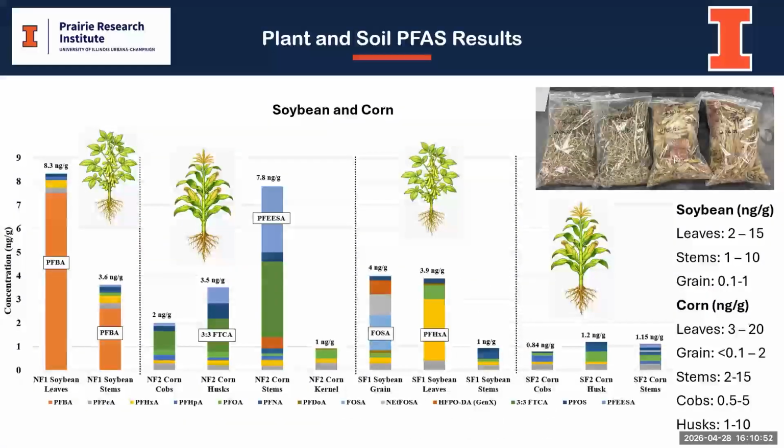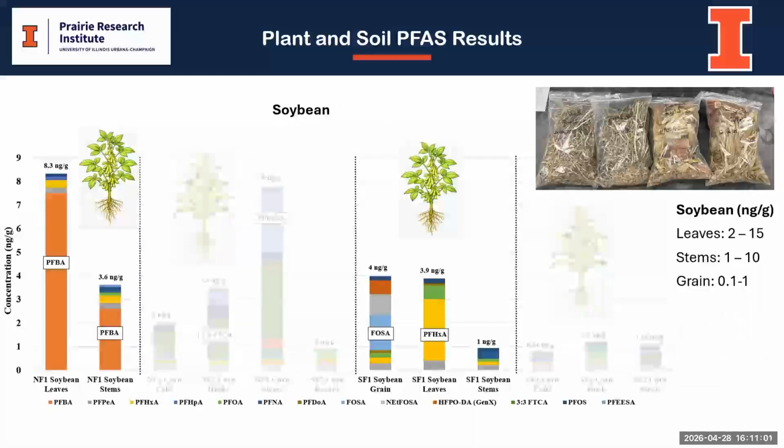As I mentioned, we also take the soybean and the corn, and we analyze the leaves, the stems, and the grain. So we are going to focus first on the soybean. Here we have the results from the 2 fields that have soybean. We can see that the leaves were higher than the stems, but even with the grain, the concentrations were really low, and similar to other studies.